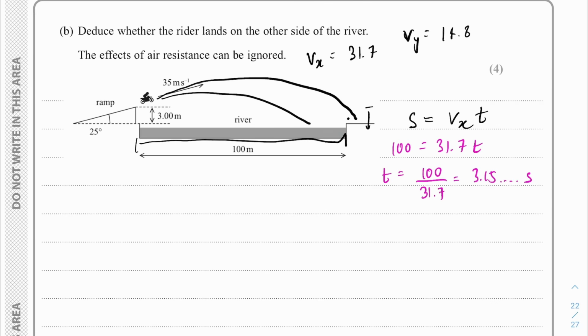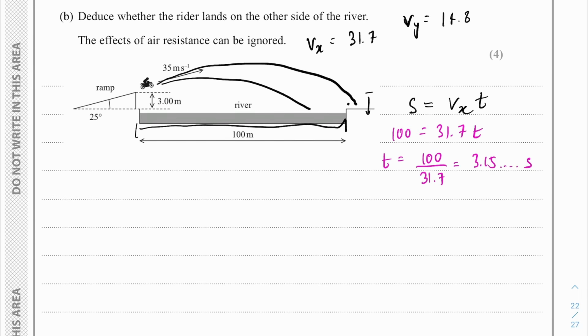Now we look at the vertical direction. So what do we have? SUVAT. We want to find out S. Do we know U? Yeah, we do, it is Vy. Do we know the final velocity? We don't. We know a is minus g, and we know t is 3.15 seconds.